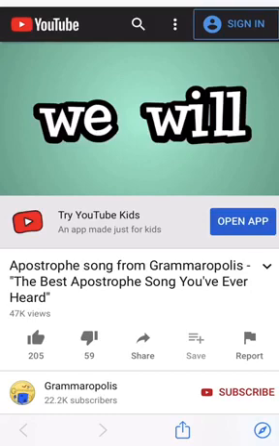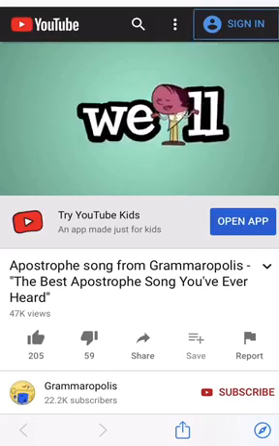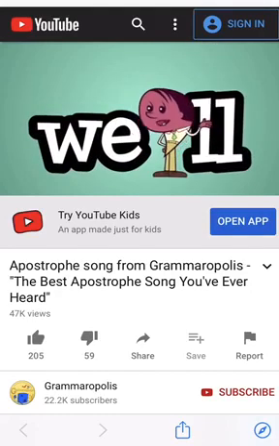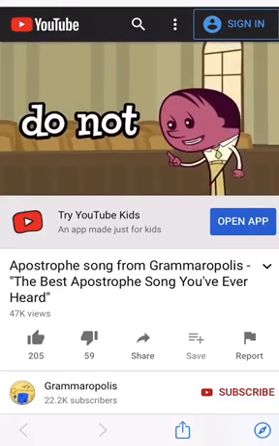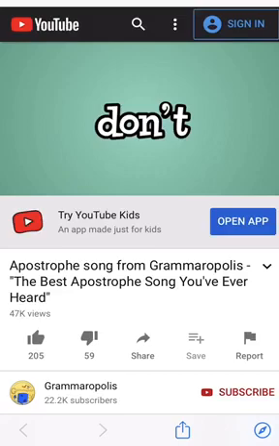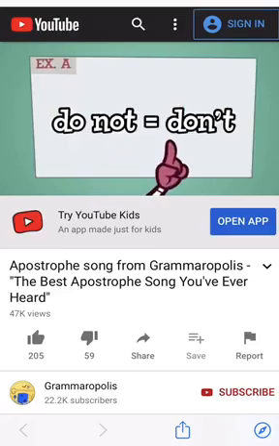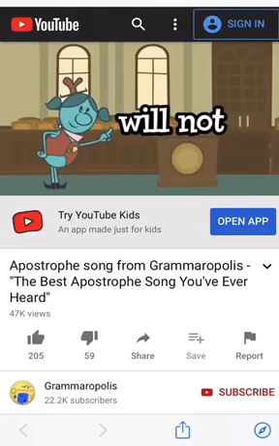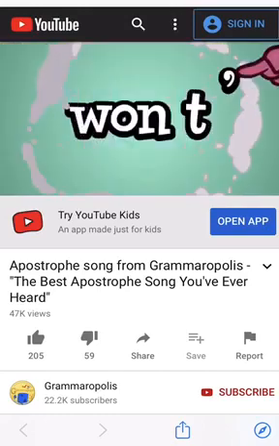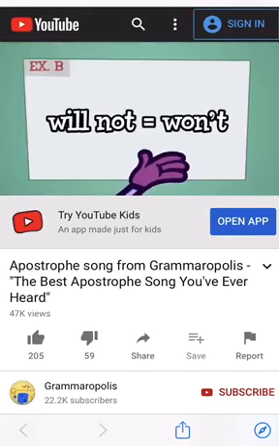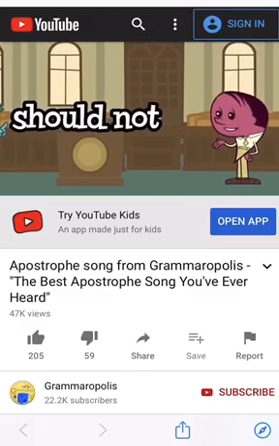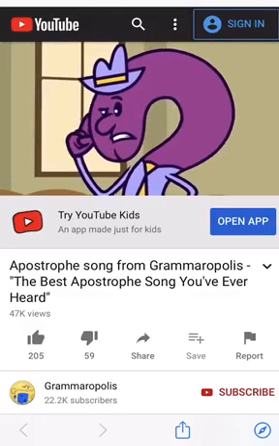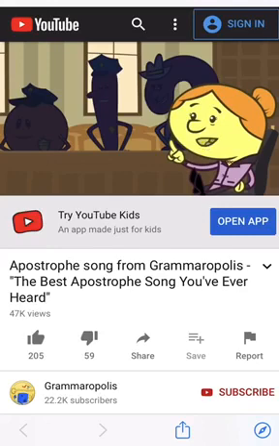Contractions make a brand new word, like two words crushed together. Example. Right. I say do not. I'm changing that. Don't. Do not is don't. I say I will not. I say you won't. Will not equals won't. Right. I say she should not. I say she shouldn't. She shouldn't what? She shouldn't shun contraction.